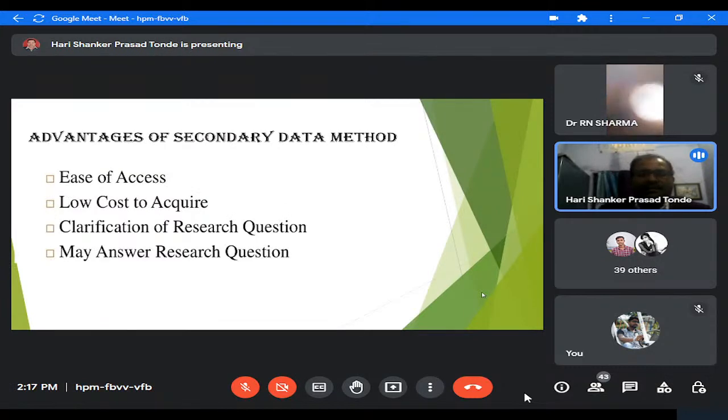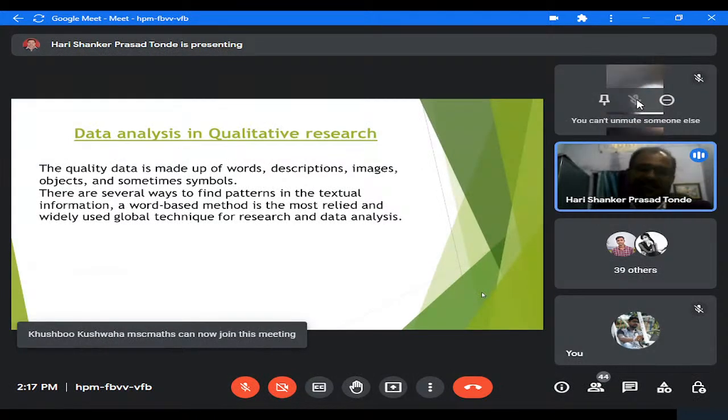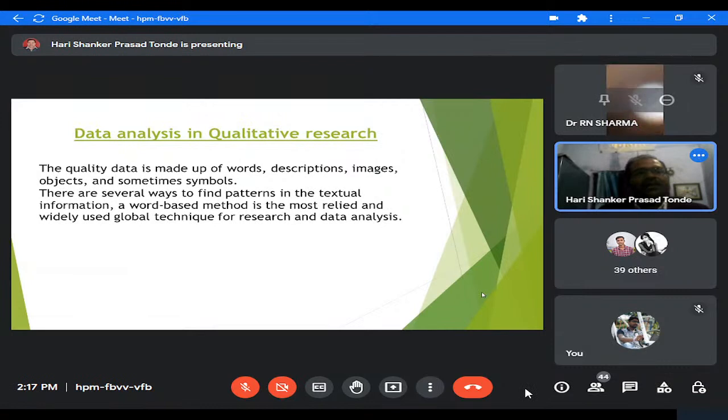Advantages of the secondary data method, I am going to leave this, because data analysis is the next thing. Time is passing now. Data analysis in qualitative research: when we have collected the data, the next part is the analysis, and how we are going to analyze and interpret the particular data.